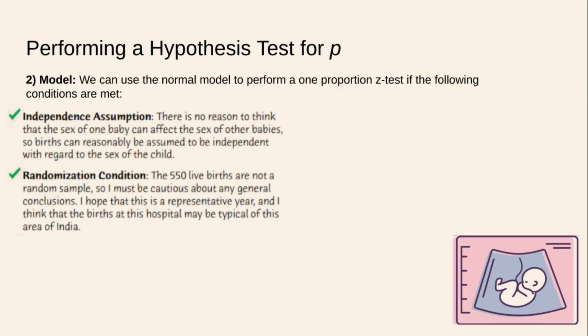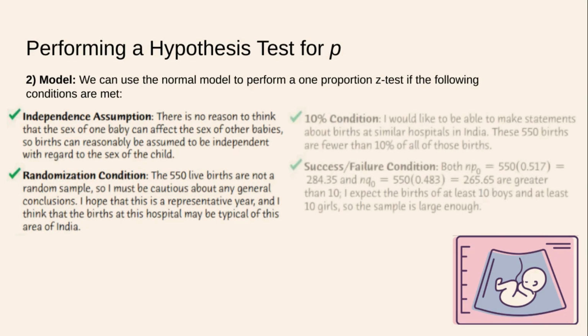Independence we can assume, but to further confirm we can use independence, let's go to the randomization condition. 550 live births are not a random sample necessarily, so we have to put a little asterisk next to our results. I must be cautious about any general conclusions. I hope this is a representative year, and I think that the births at this hospital may be typical of this area in India, so says our textbook. There is a big if here. These were not randomly selected, so that may introduce bias.